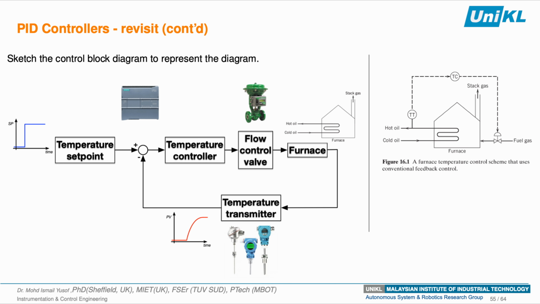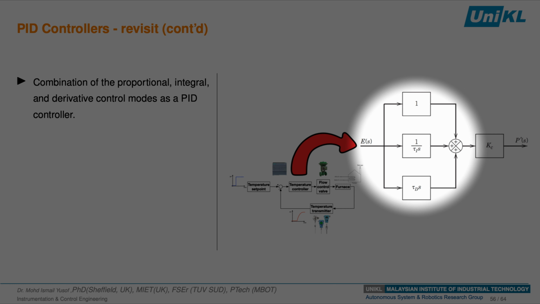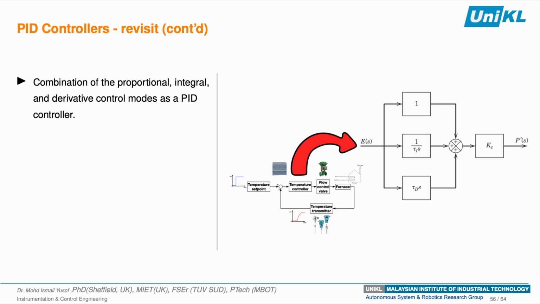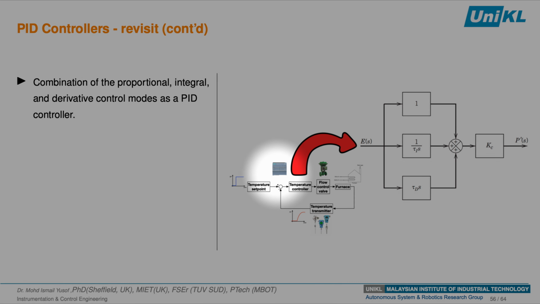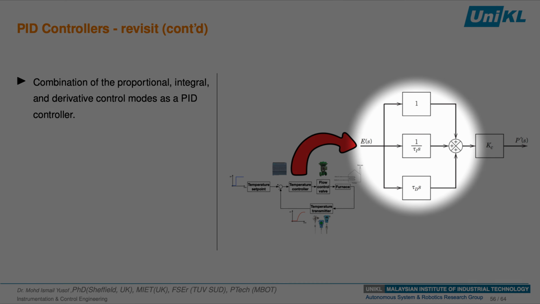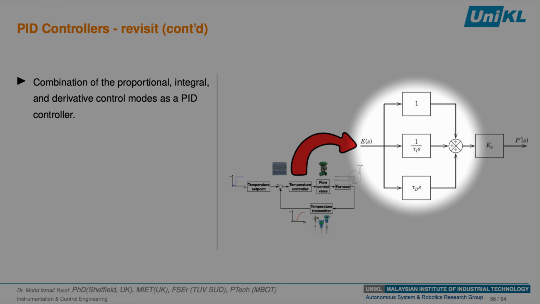A controller normally is formed by several gains, which are proportional gain, integral gain, and derivative gain. In industries, almost 90% of the controllers installed employ PID controller, whether it is an electronic PID controller or a more sophisticated one, which is written in PLC or even DCS. It always comes in combination, which is proportional, integral, and derivative control mode as a PID controller.